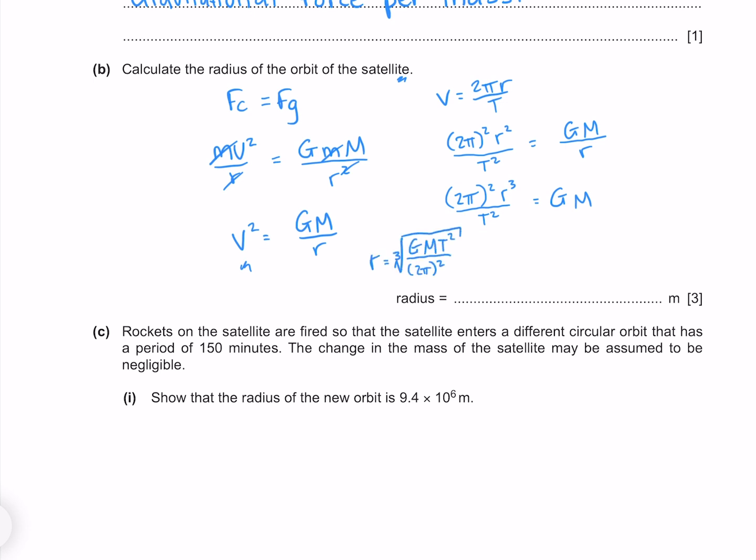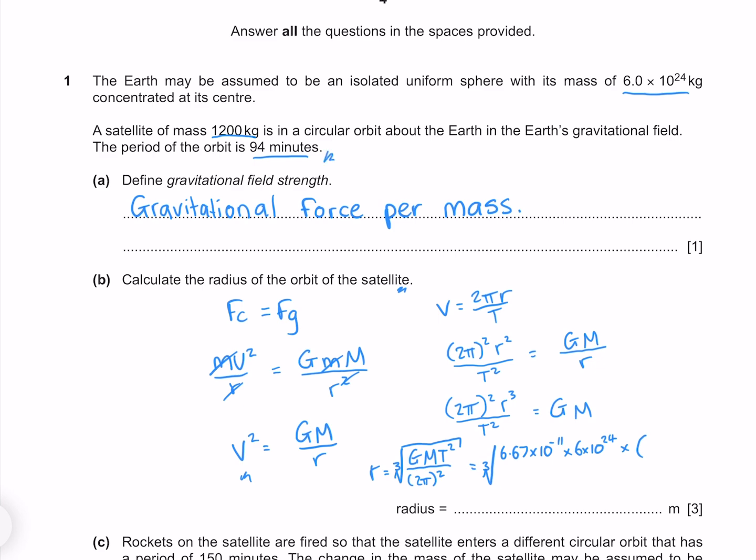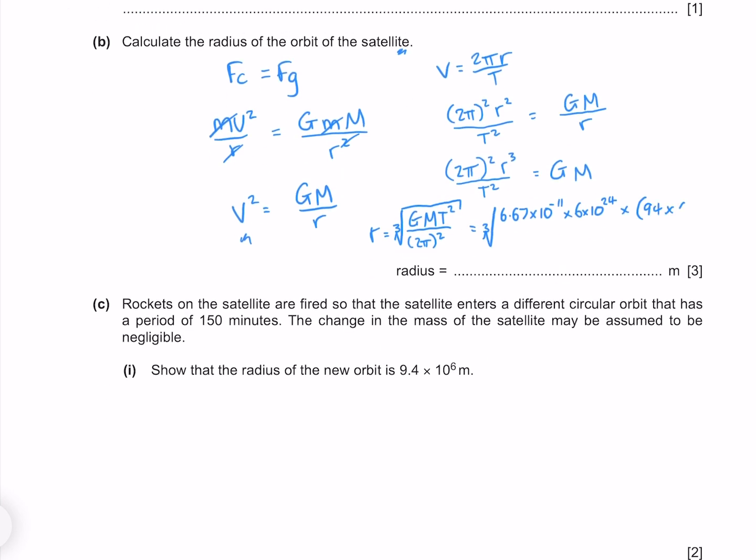Putting our numbers in, where our period is 94 minutes, which is 94 times 60 seconds. Which gives me 6.86 times 10 to the 6 meters.